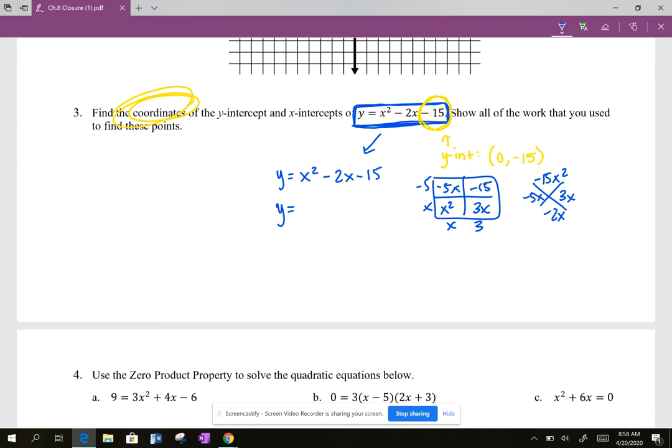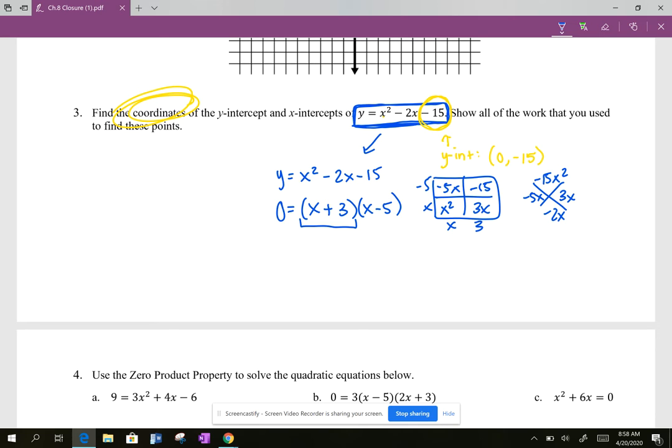Okay, rewrite this as a product, length times width. Okay, to get the x-intercepts, use the zero product property. So we're going to set this equal to 0. We're going to set each factor equal to 0. Why do we even do this?